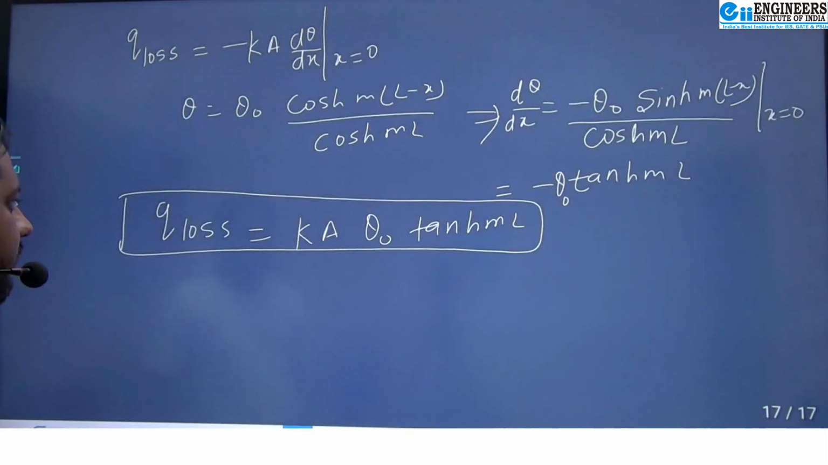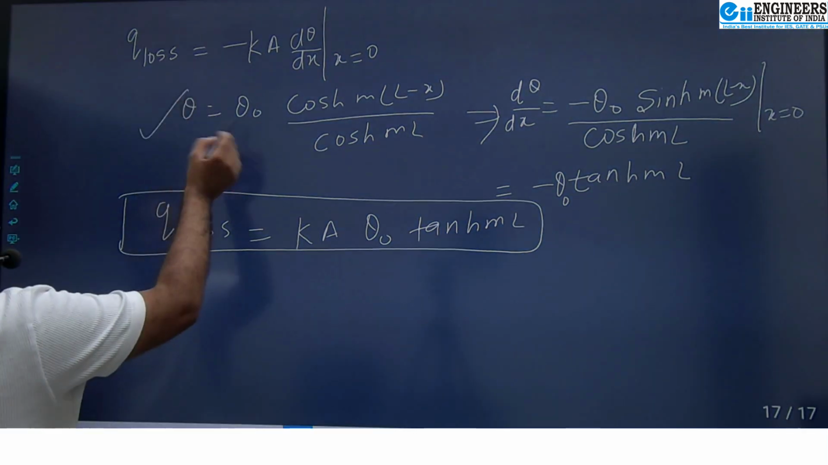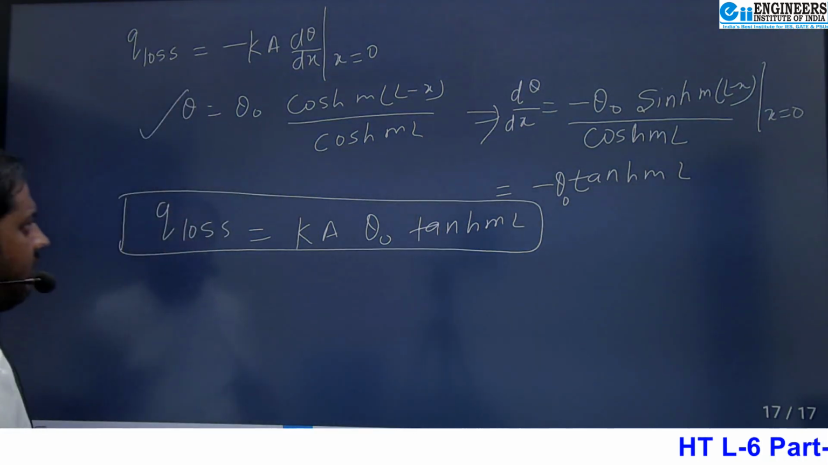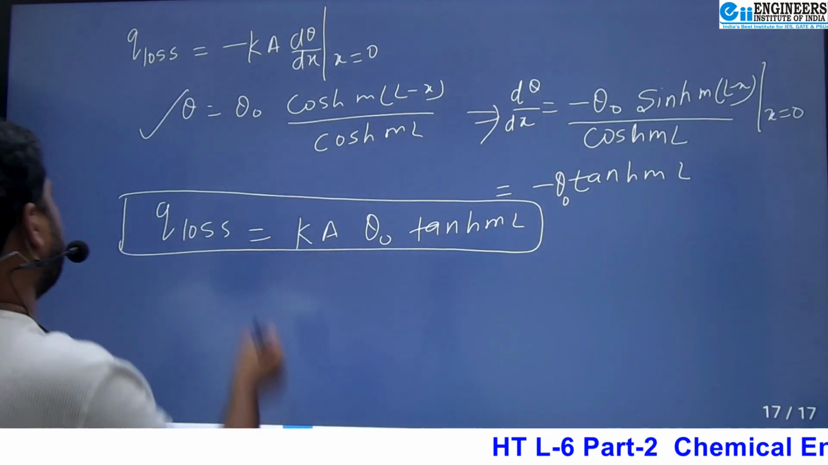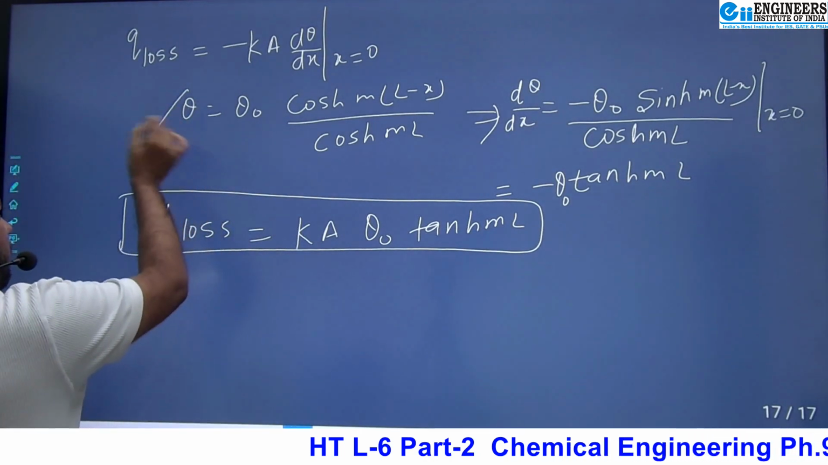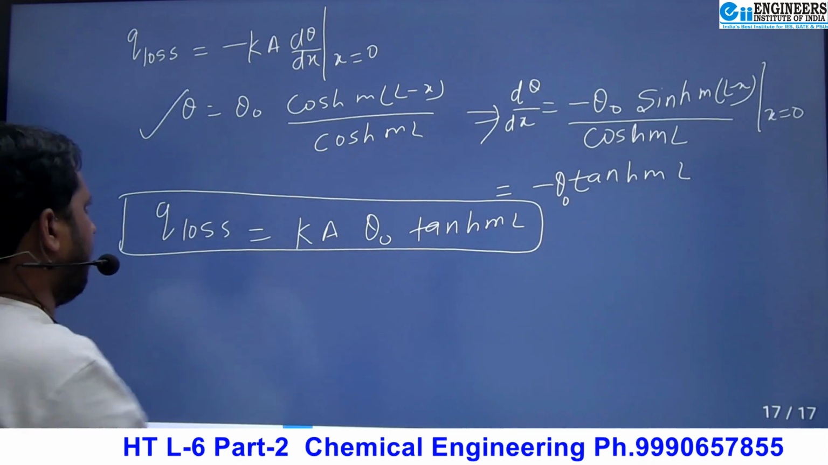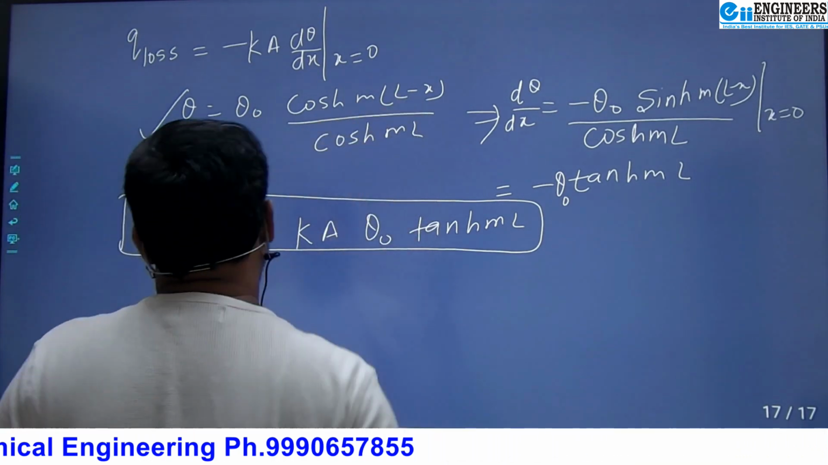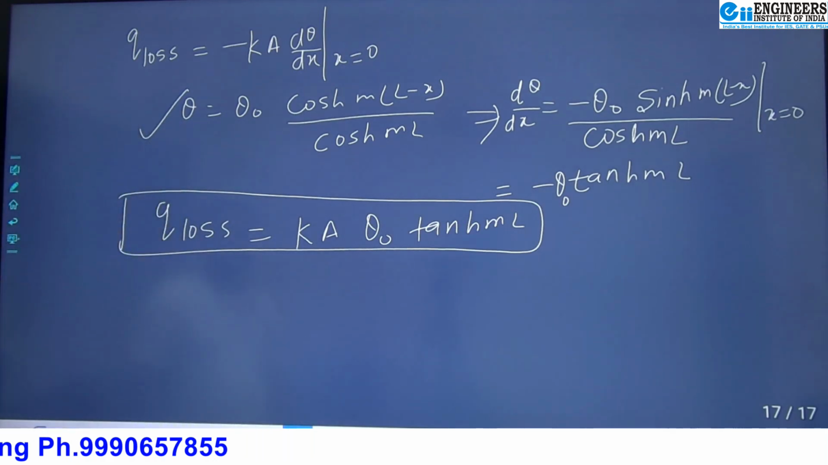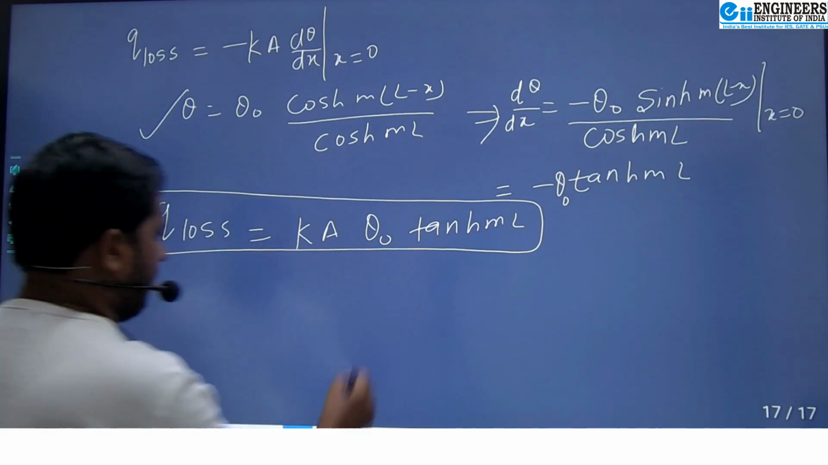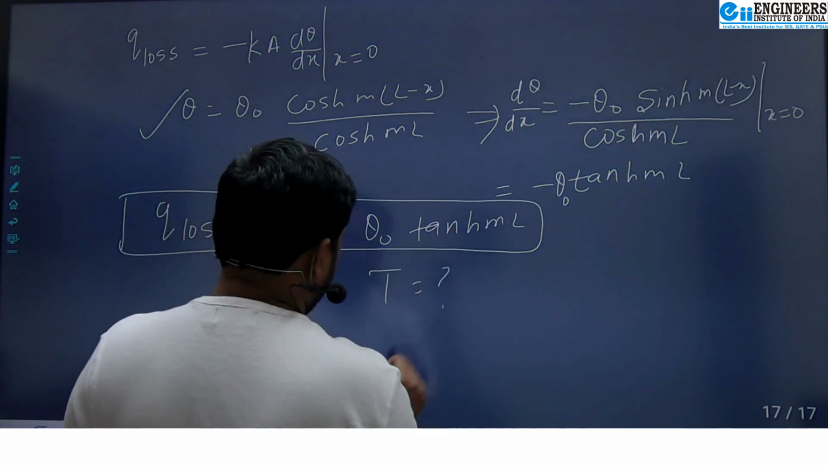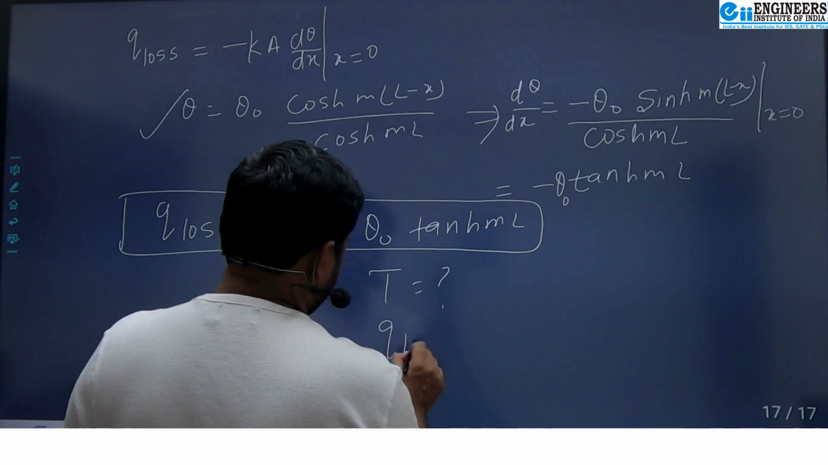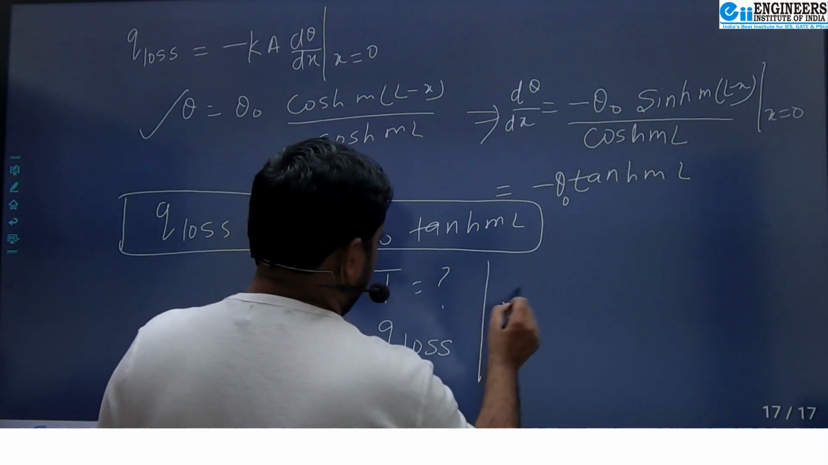So we have discussed 3 cases. Here theta equal to theta naught, this value for temperature. Whenever you want to find out the temperature at any distance x, you can put T minus T infinity here and T naught minus T infinity here. You will get this value at any distance x. So these are the 3 cases we have discussed to find the temperature and Q loss for the rectangular fin.